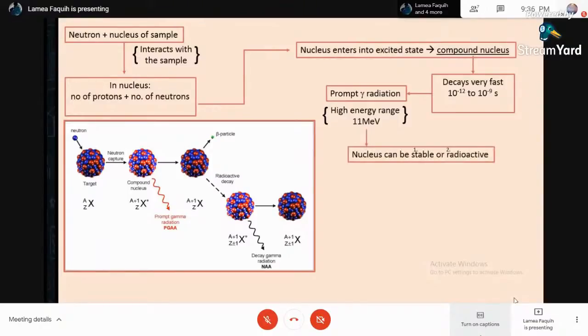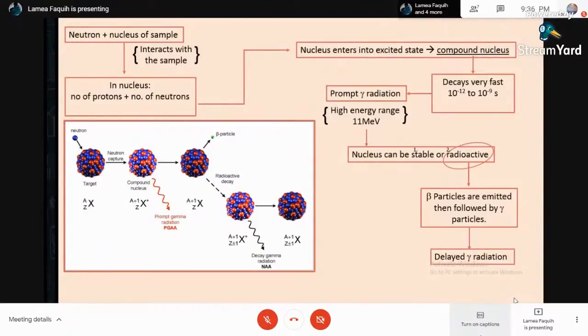Now, after this, the nucleus can be stable or radioactive. If it is a radioactive nucleus, then usually the beta particles are emitted first, and then slowly after the beta particles, my gamma particles will start to get emitted. Because of the delay in the gamma particles, this is known as delayed gamma radiation, and overall I call this my delayed gamma ray neutron activation analysis. That is basically DNAA, you can call it.